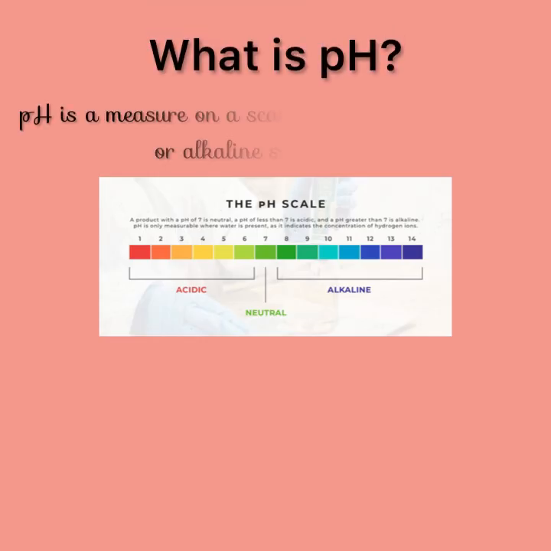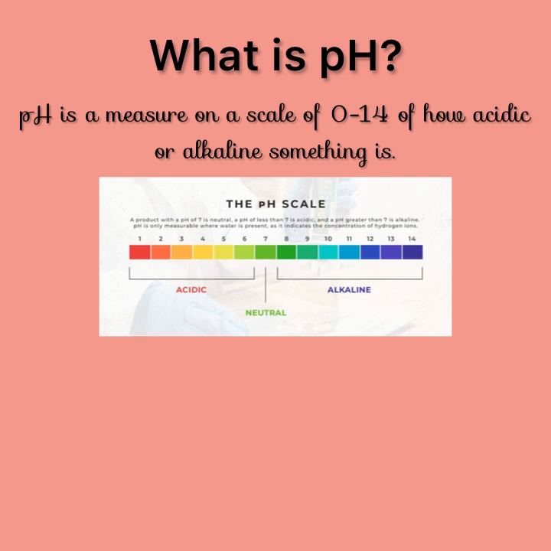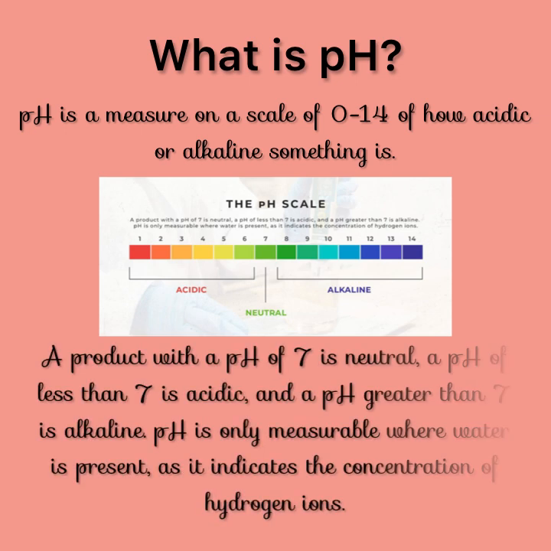What is pH? pH is a measure on a scale of 0 to 14 of how acidic or alkaline something is. A product with a pH of 7 is neutral. A pH of less than 7 is acidic, and a pH of greater than 7 is alkaline. pH is only measurable where water is present, as it indicates the concentrations of hydrogen ions.